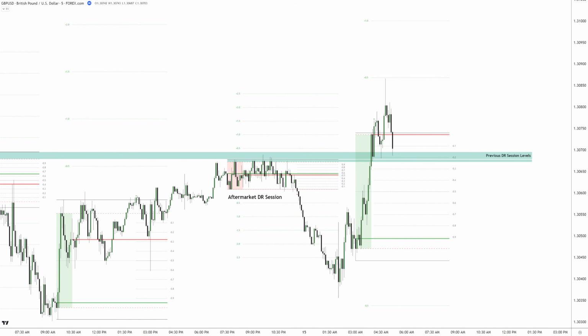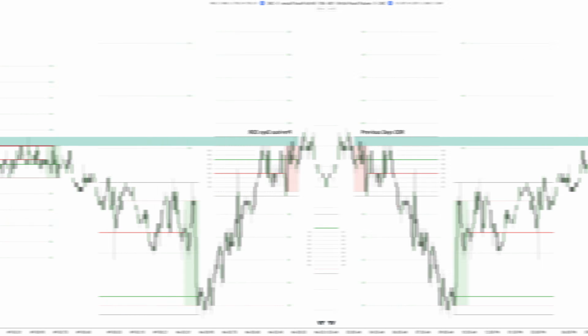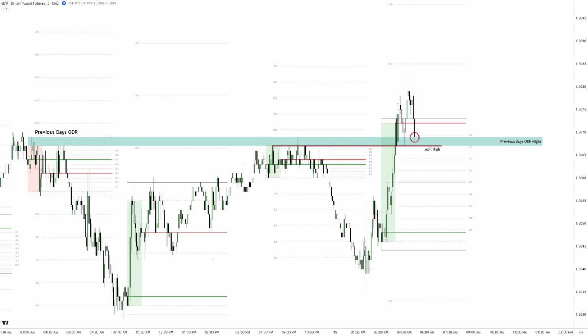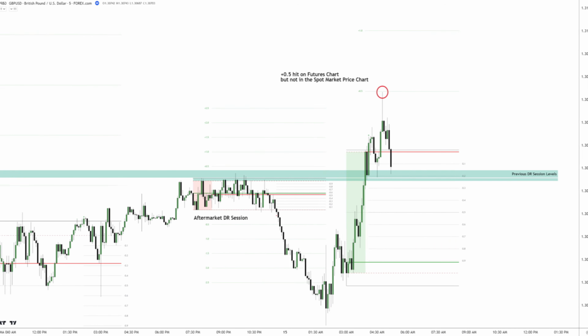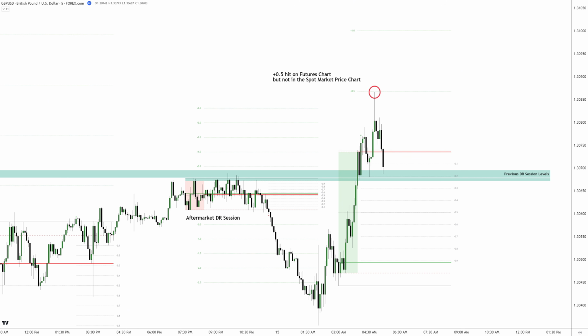Price then retraces one more time into the DR and rejects the previous DR levels again. Returning to the futures price chart, price perfectly stops at the closing price at this level. This is your entry. Since the plus 0.5 SD level has already been reached in the futures price chart, you can aim for higher targets, like the next standard deviation level of 1, for example.